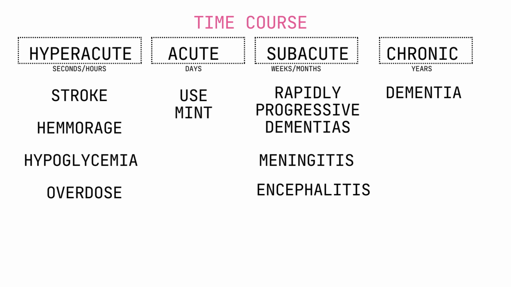For hyperacute presentations that happen within seconds to hours, it's very important to rule out ischemic strokes, intracranial hemorrhages, hypoglycemia, as well as overdoses, all of which can be quite fatal. For acute presentations, you want to use the MINT mnemonic noted earlier. And for subacute presentations that happen within weeks to months, you want to consider rapidly progressive dementia such as prion disease and vasculitis, as well as meningitis and encephalitis. And for chronic presentations, you always want to consider dementia, which falls under Alzheimer's and vascular dementia.